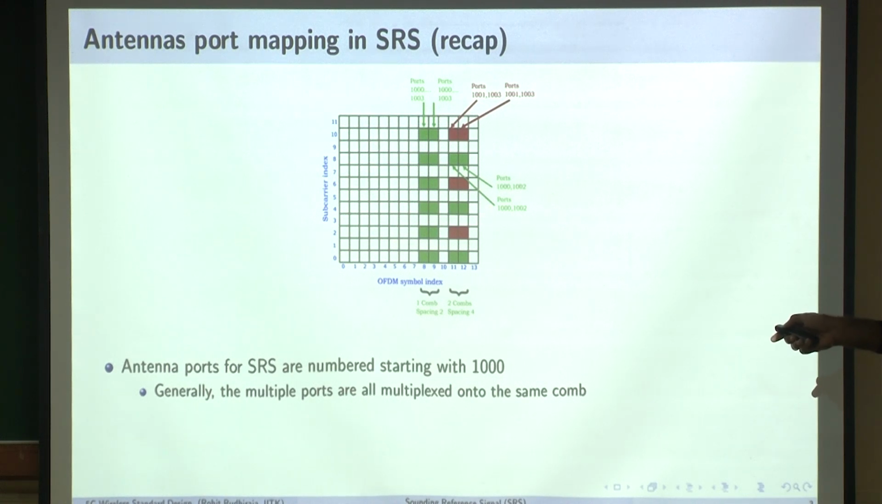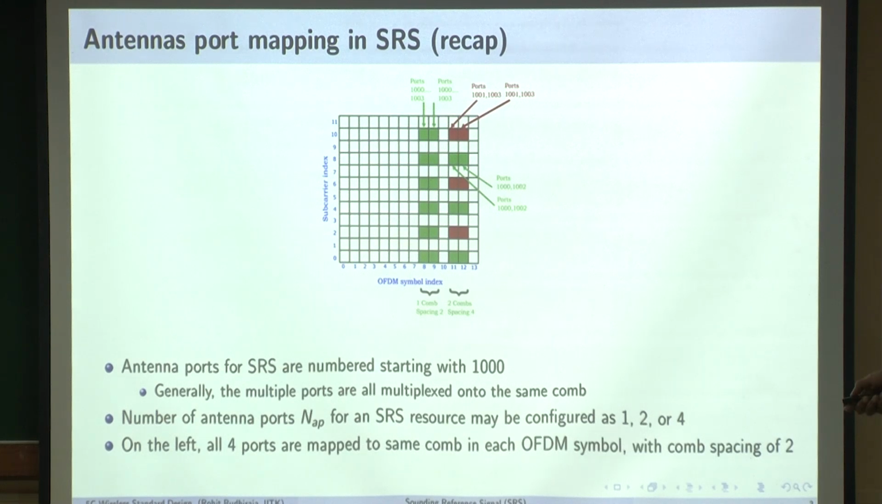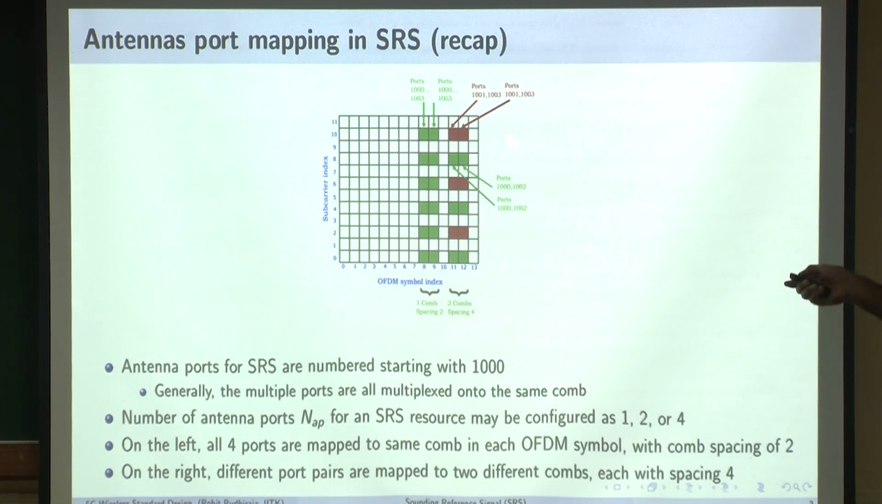In this case, this kind of allocation is typically done for different users. One user will use this comb, another user will use this comb. In this case, one user is using all the 4 different ports. Here, the green user is using 2 ports, and the other color, red or whatever, is using another 2 ports. So we know now that the number of antenna ports can be a maximum of 4, and this is what we saw: all 4 ports are mapped to the same comb with a comb spacing of 2. Here comb spacing is 4, and 2 ports are mapped onto each comb.